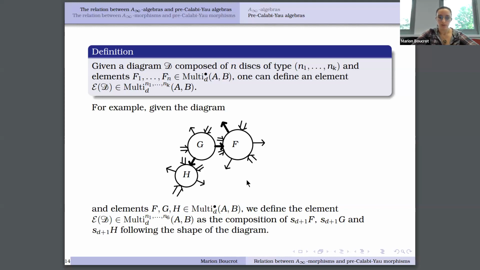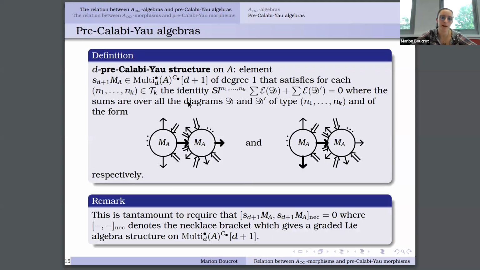So I'm now ready to give you the definition of pre-Calabi-Yau algebras. A pre-Calabi-Yau structure on a graded vector space A will be an element of the shifted invariant multidual of A, which will be of degree 1 and which will satisfy those identities. Those identities are related with those diagrams. This will be the diagram D, and this will be D prime.